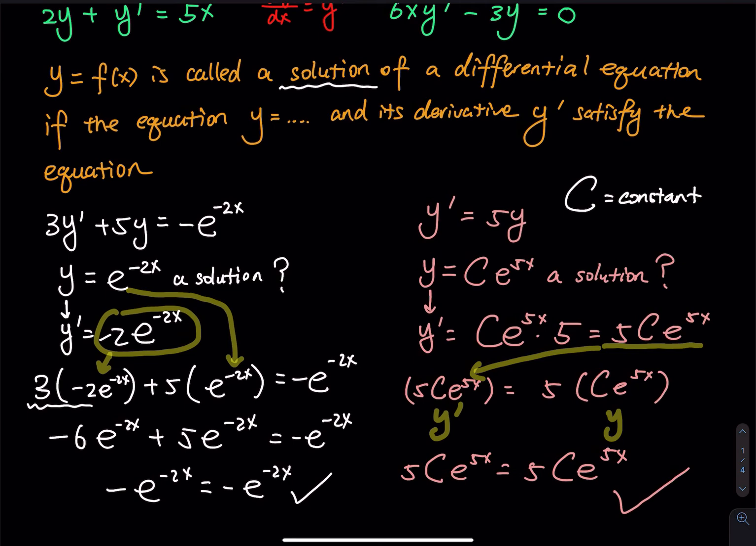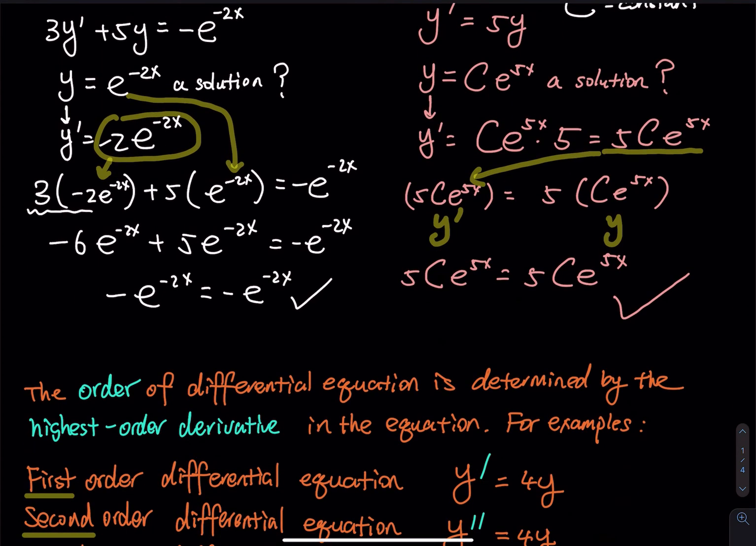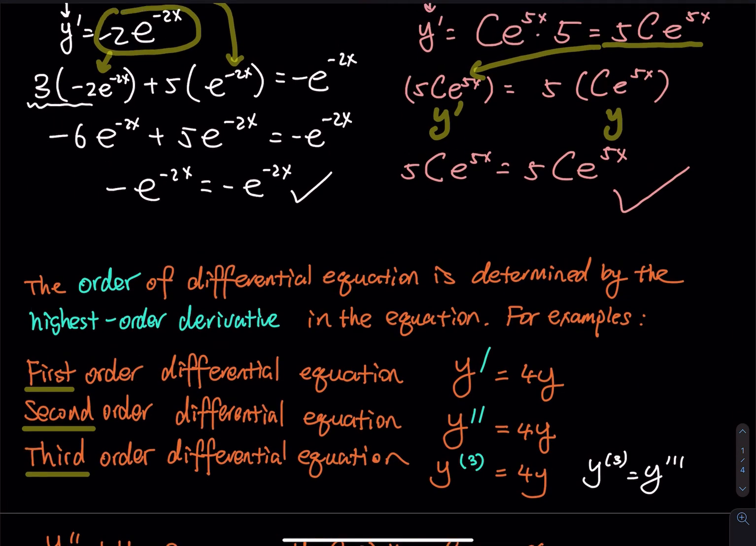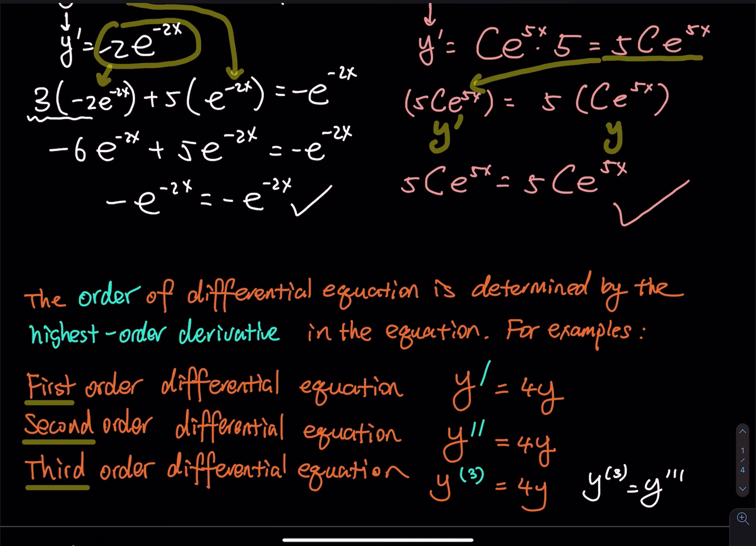Okay, the next vocabulary that I would like to introduce is the order of a differential equation. The order is determined by the highest order derivative in the equation. So when you look at an equation, you look for the highest order of derivative, and I gave you 3 examples: the first, the second, and the third order. As you can see, the first one, y prime equals 4y, is the first derivative, first order. Double prime, second derivative, second order. And for the third order, you can write 3 primes, or you can just write a 3 in parentheses.